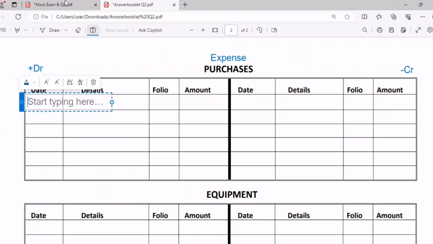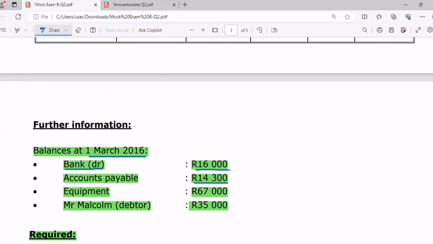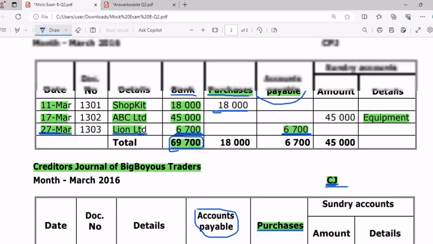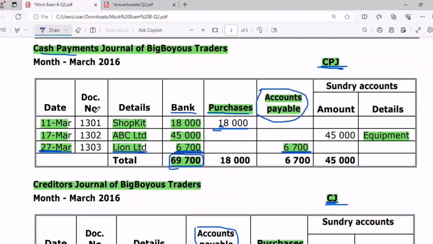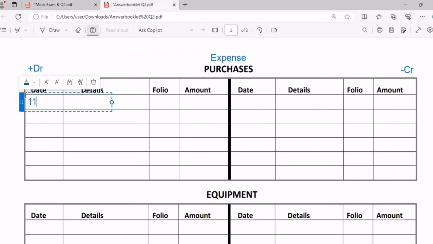So the date is very important. So these cash purchases were made on the 11th of March. So on the 11th of March, we made purchases and we paid cash, so bank is affected. So this is recorded in the CPJ, and the amount is 18,000.